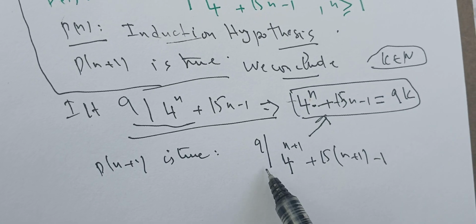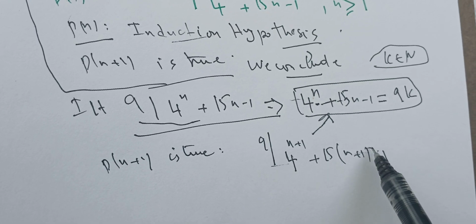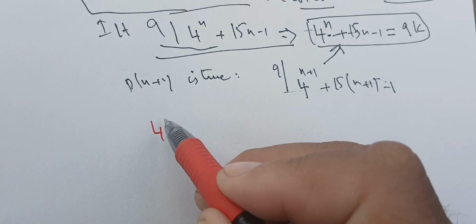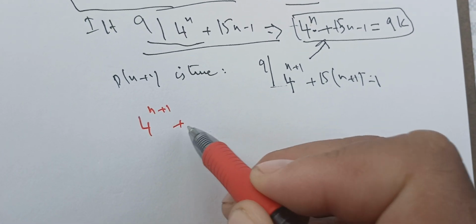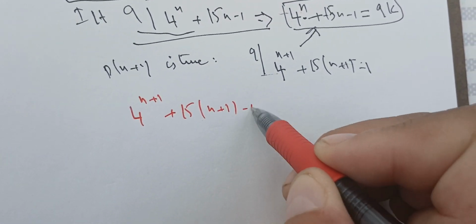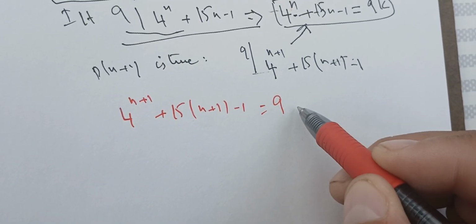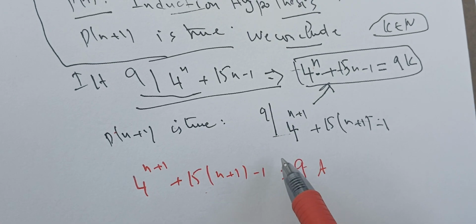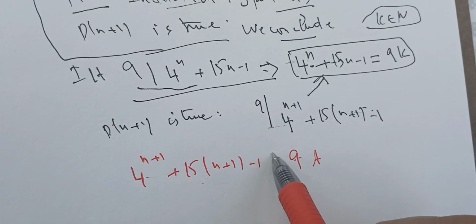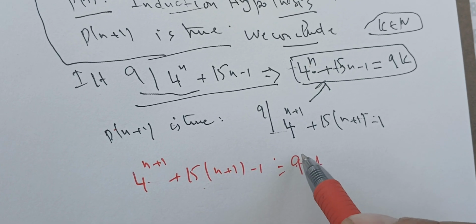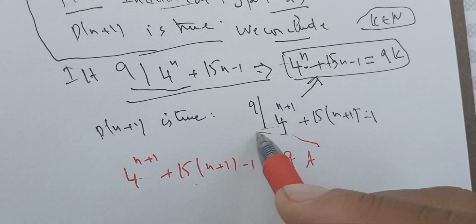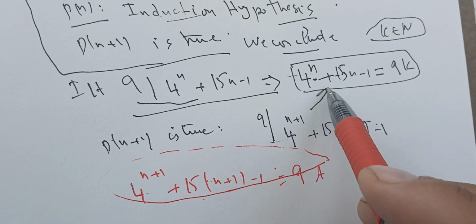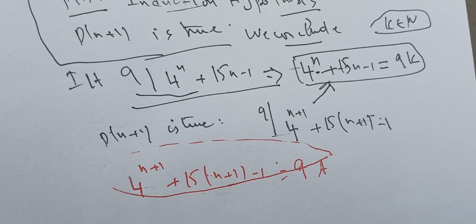We want to prove this result here. That means that if we can write 4 to the power n plus 1 plus 15 times n plus 1 minus 1 as 9 times some a, then we have proved P of n plus 1, which is that 9 divides this number. So let's prove that this is true. What we need now is to use the induction hypothesis. So we have this result here.